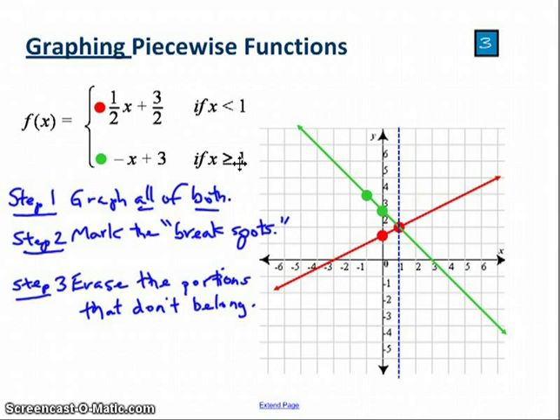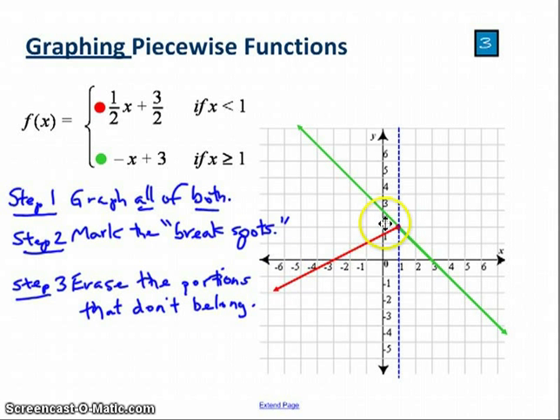You can leave that line on there if you want. It's not going to bother me when you turn these in, but in truth and in the future you're going to have to erase this line eventually. But for now, let's leave it there. That's the breaking place. Now I'm at step 3. I've got to erase the portions that don't belong.